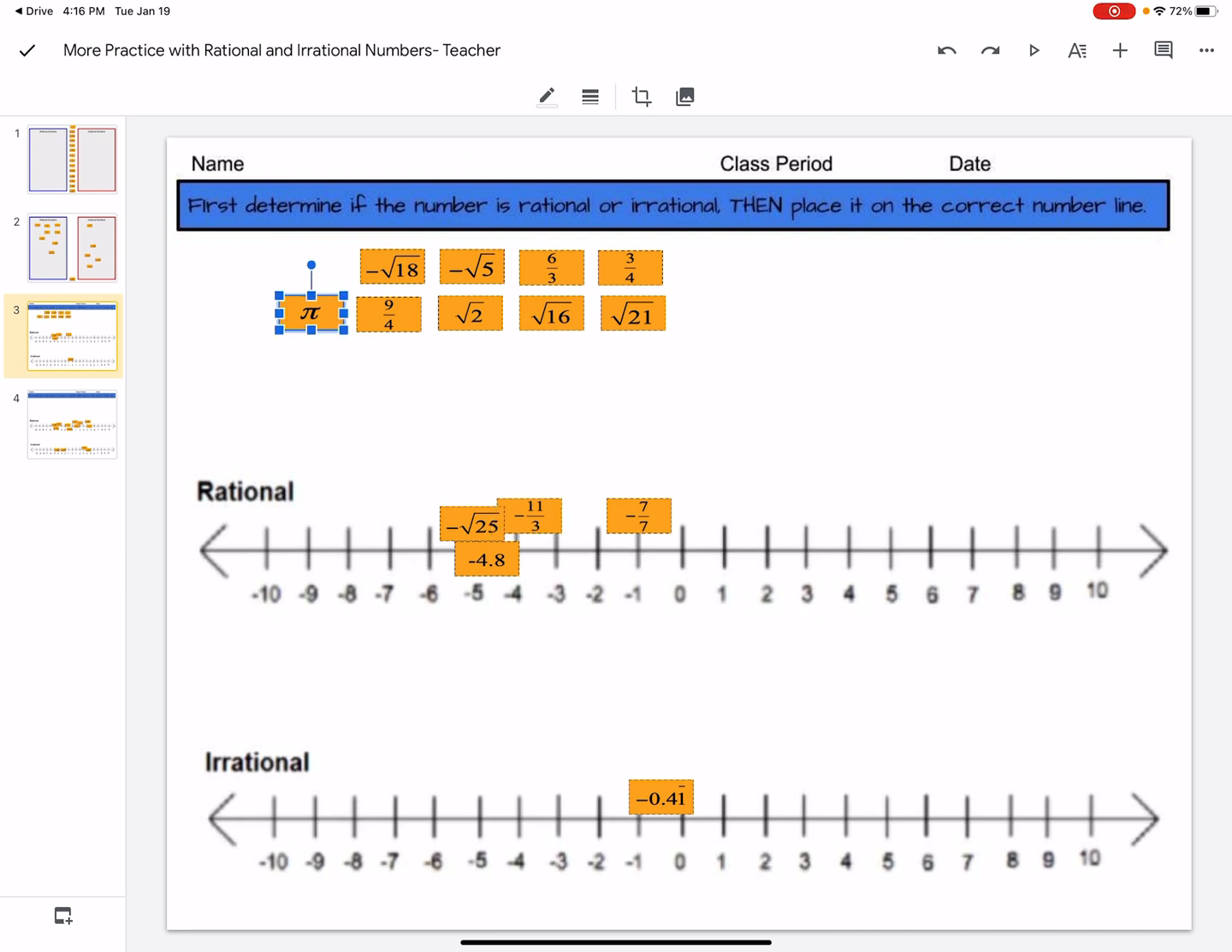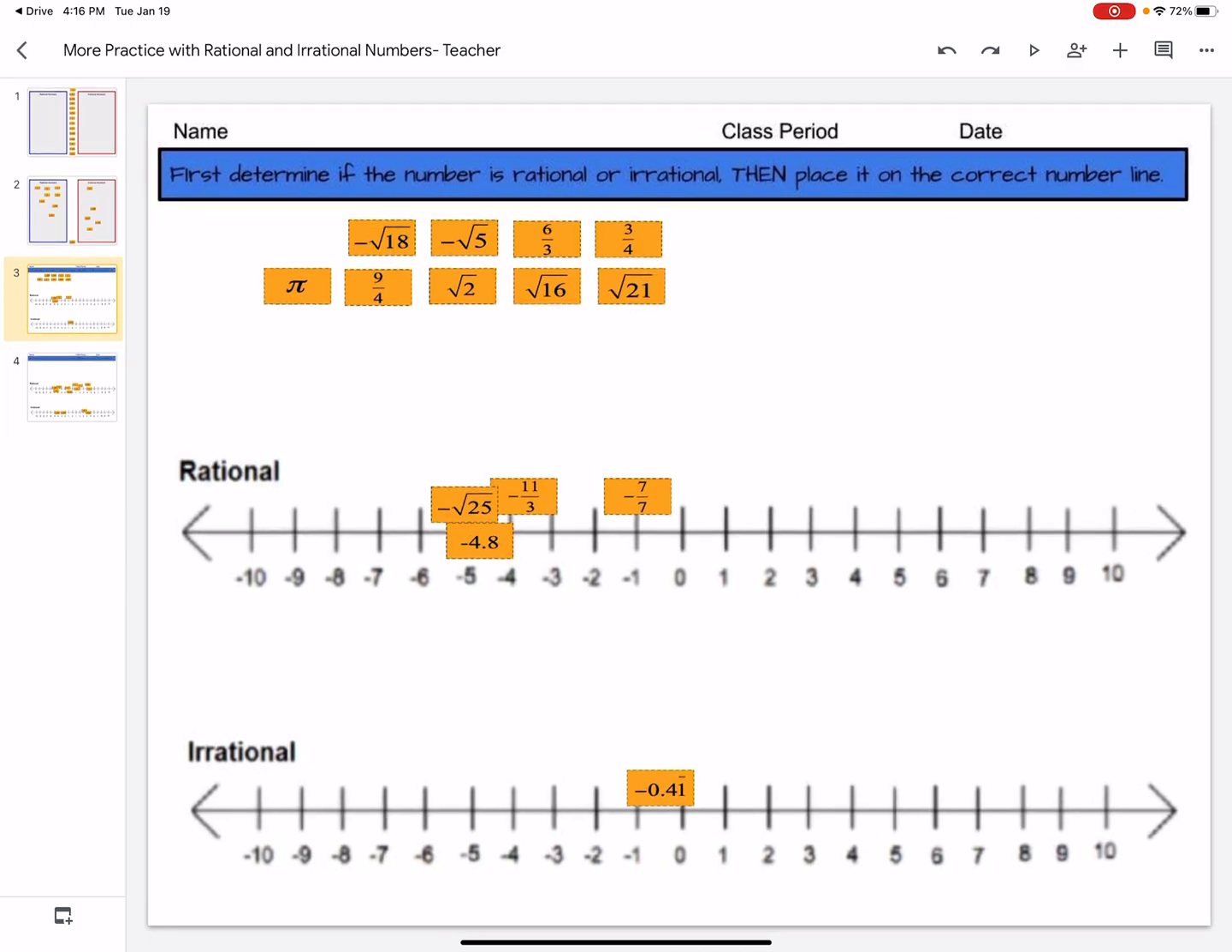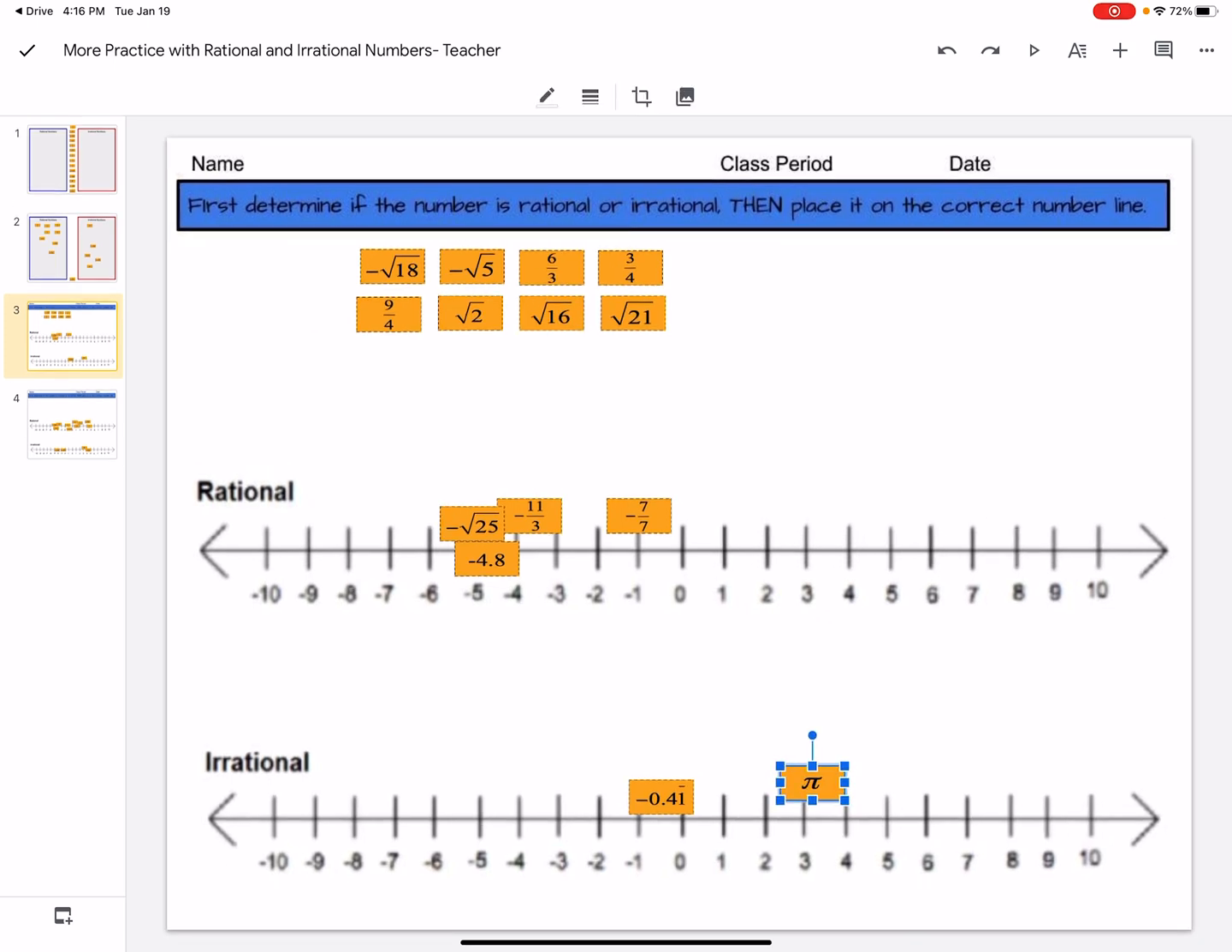Then we have pi. Well, I don't need to go to the next page. Pi is always irrational. It is 3.14, so it's going to go right there. There are probably posters in your room if you do not remember that pi is 3.14.